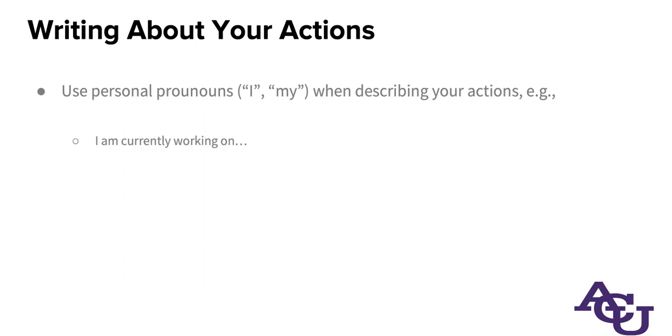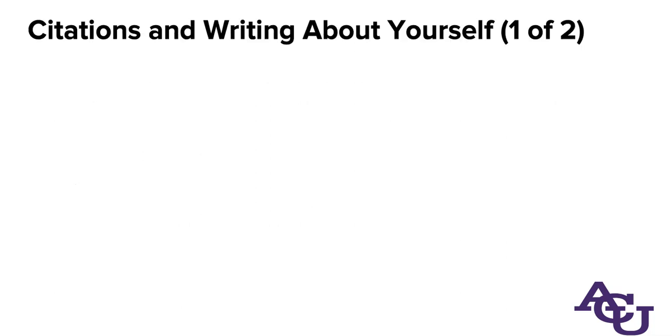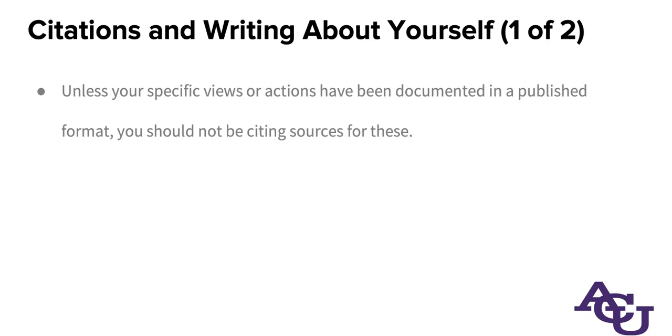Like, I am currently working on this. I plan to do that. I have asked 2 coworkers to be my accountability partners. Now, when you're writing about yourself, unless your views and actions have been specifically documented in some published format, you won't be citing a source.